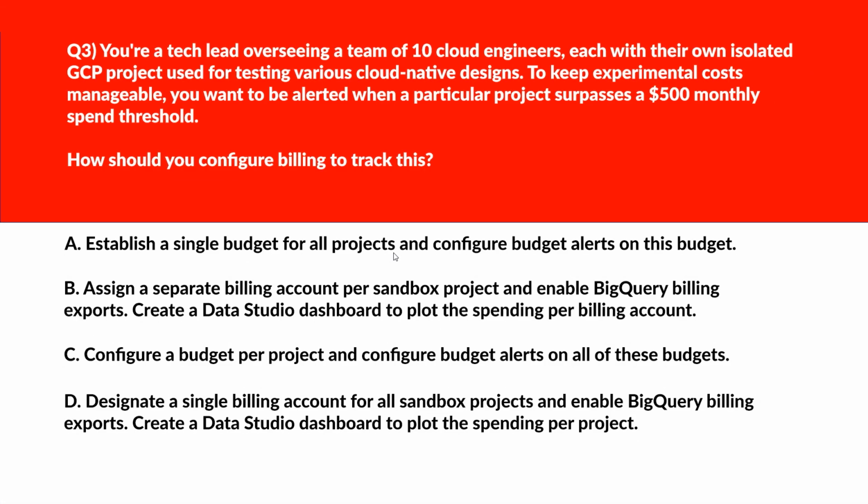Alright, now let's tackle a question which is about projects surpassing monthly spend threshold. Let's look at the first option, A. Option A says establish a single budget for all projects and configure budget alerts on this budget. This option aggregates expenses, making it impossible to track individual spending per developer. Wrong choice. We'll move to B.